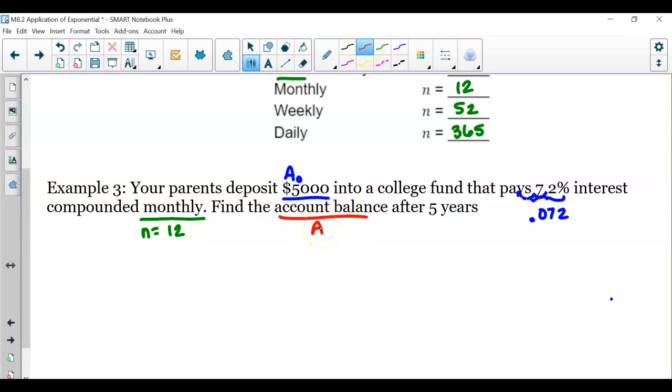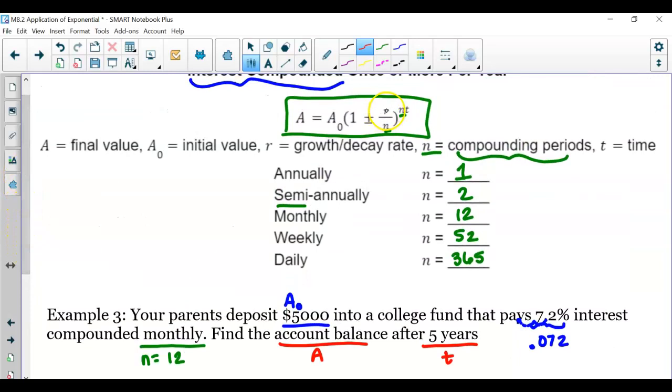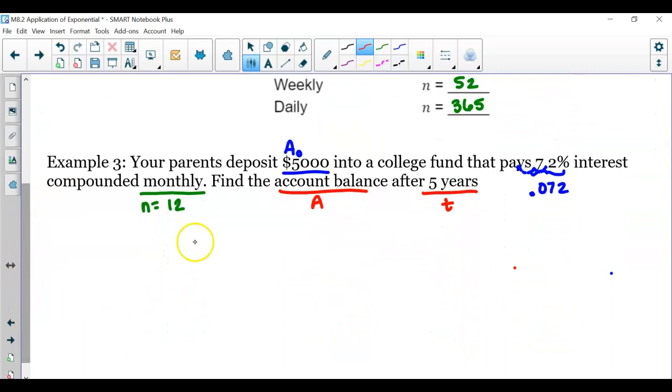So we're looking for the final amount after 5 years. So there's our T. Now, keep in mind, we don't just have the rate now, it's the rate divided by the amount that the interest is compounded, and we're multiplying that same value by our time in years. So the final amount, A, is equal to the initial, which was deposited, $5,000, times we're compounding, so 1 plus our interest rate, so 0.072, but divide that now by 12 because that is that n value here.